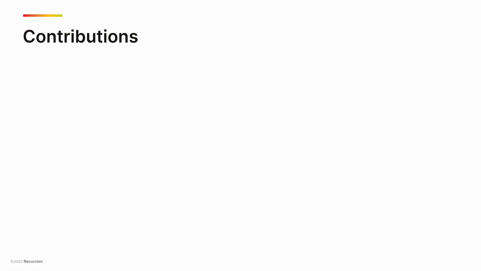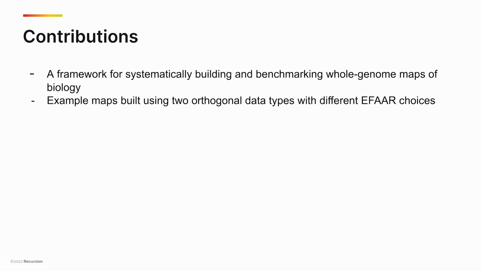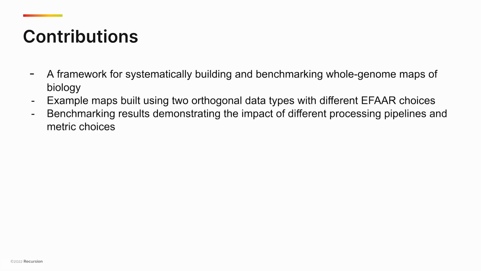Let's end with a summary of our contributions here. In this work, we describe a framework for systematically constructing whole genome maps of biology and benchmarking their performance globally. As a demonstration, we present several map options built using two orthogonal data types: single-cell transcriptomic data where perturbations are based on CRISPR interference, and array-based phenotypic screening with CRISPR knockout. Results demonstrate the impact of different processing pipelines and metric choices.